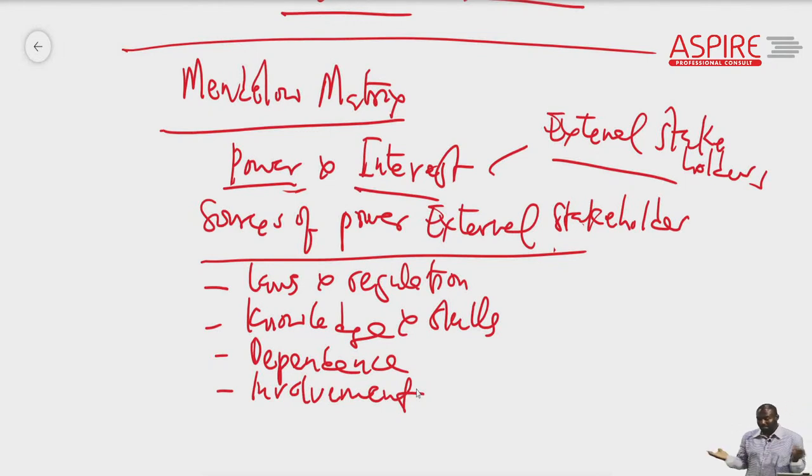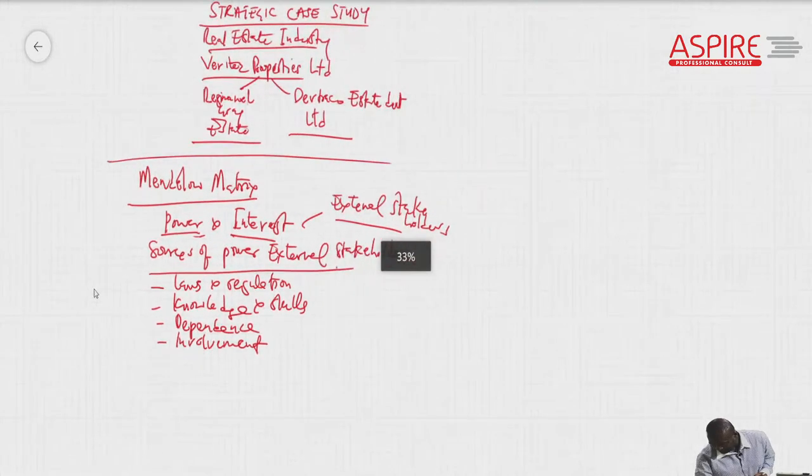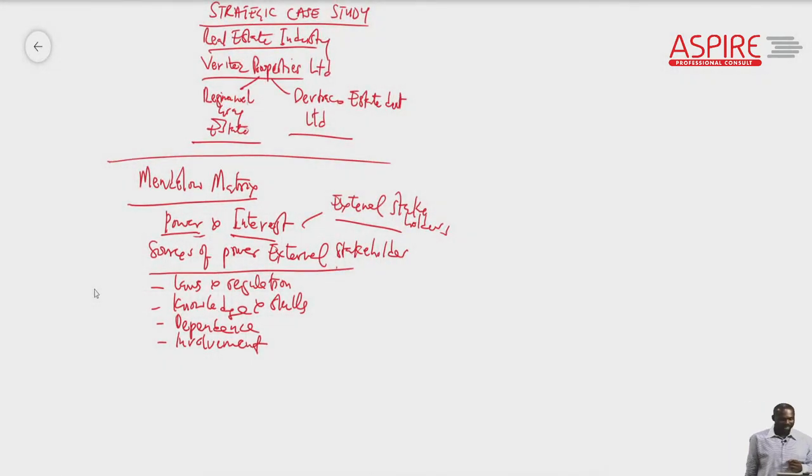So now that we know the sources of power, is that clear? The power can either be weak or what? Strong, if you remember, according to this matrix. So can we draw the Mendelow matrix, specifically the power and interest model? Let's do that quickly. I'll put it at this side so that we discuss it.